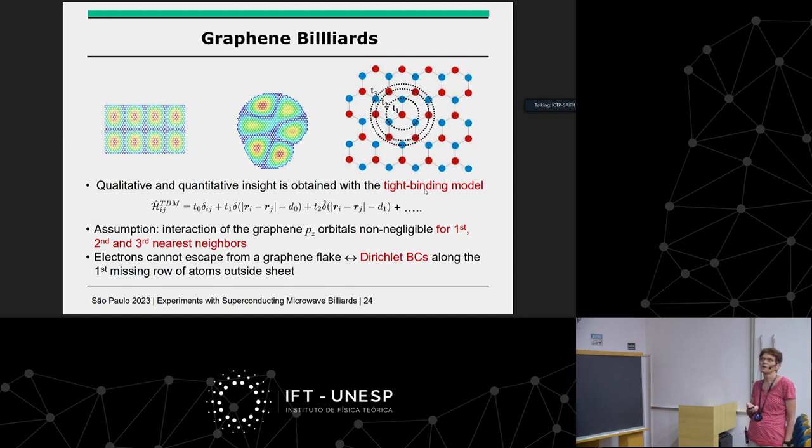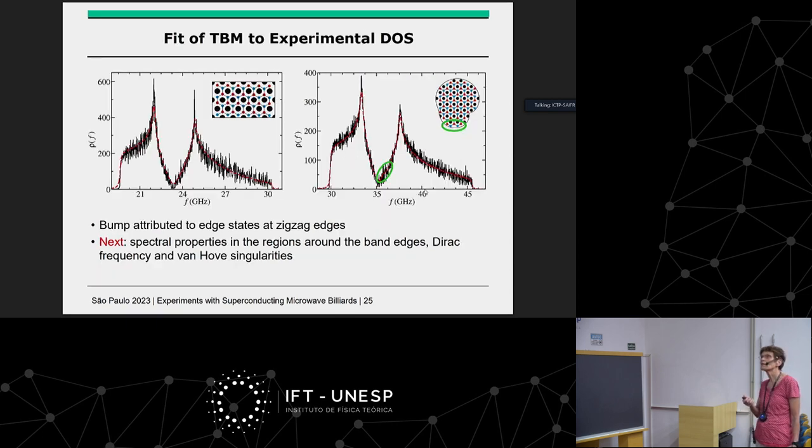But then we found very good agreement between the tight binding model and the experimental results, as I show here. The red curves are obtained from this tight binding model with up to third nearest neighbor couplings, and the black ones are the experimental results for the density of states. Here you see some kink, which is of importance when you look at spectral properties. This kink comes from so-called edge states, which are localized along zigzag edges. Along zigzag edges, you will always find edge states, not when you look at armchair edges. So these are called zigzag edges, and these are the armchair edges.